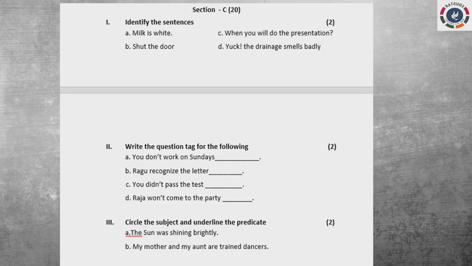And the third Roman letter is circle the subject and underline the predicate. The sun was shining brightly. In that, the sun is the subject. Was shining brightly is the predicate. My mother and my aunt are trained dancers. Here the subject is my mother and my aunt. Okay, are trained dancers is the predicate. Is it clear, students?